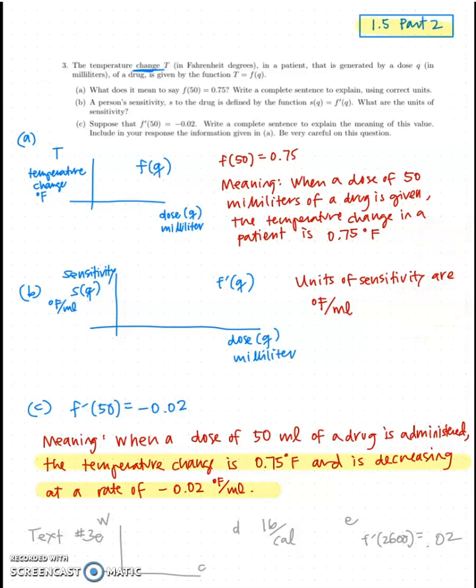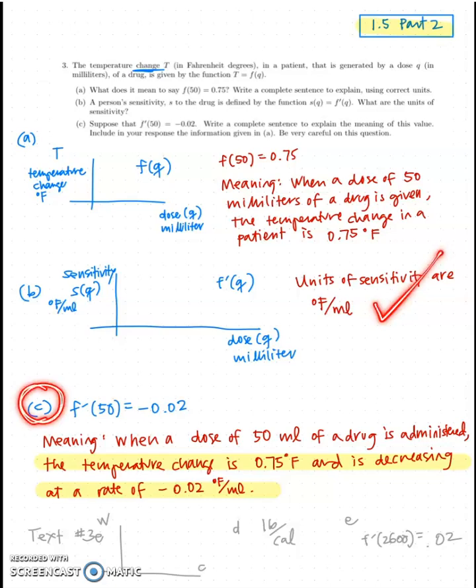And then they describe something called sensitivity, which is the derivative of the original function. So how is that temperature change changing? Most of you got that the units are degrees Fahrenheit over milliliters. It's always from the original function: the unit of the output variable, which is degrees Fahrenheit, over the unit of the input variable, which is milliliters. So this one, it felt like a lot of you got correct.